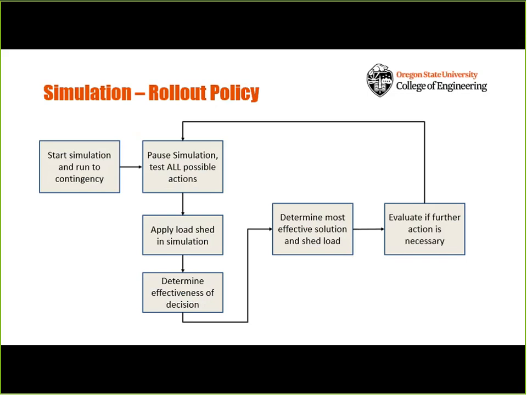One of the protection algorithms that we have in place right now is what we call a rollout policy. It's an automated load shedding policy. The way this works is you start the simulation and run until something happens. Once this happens, you generate a list of different actions, like load shedding actions, that you could take. You test each one of these in the simulation to determine which one would be most beneficial to the power system. You apply that and then reevaluate until hopefully your grid stabilizes and you've lost as little load as possible. That's not always the case, though.